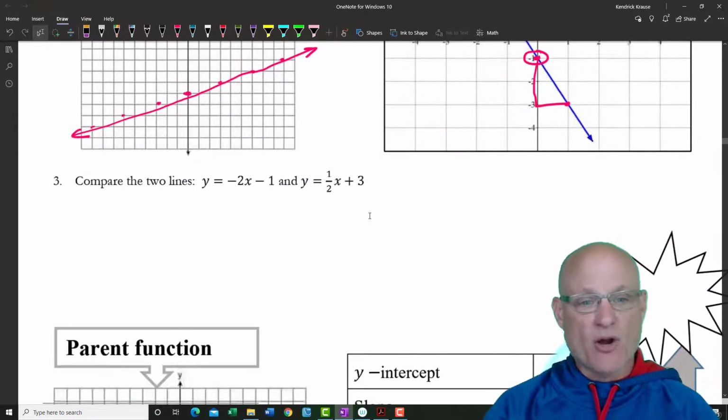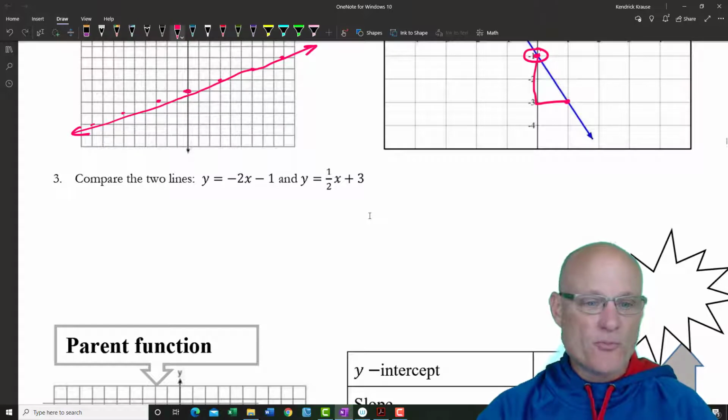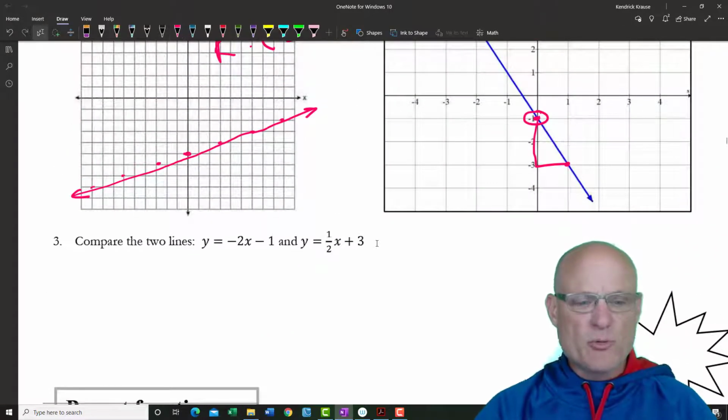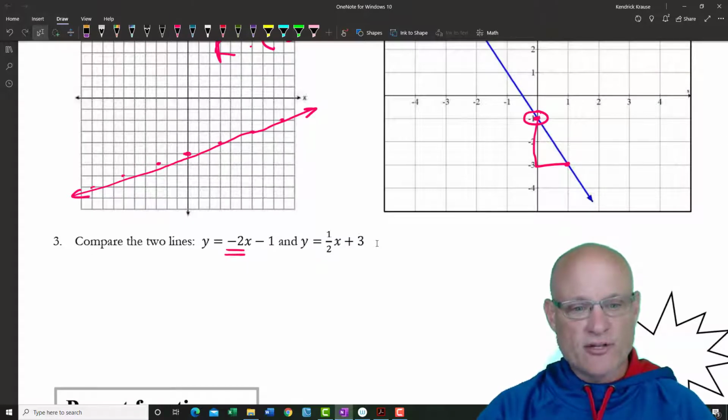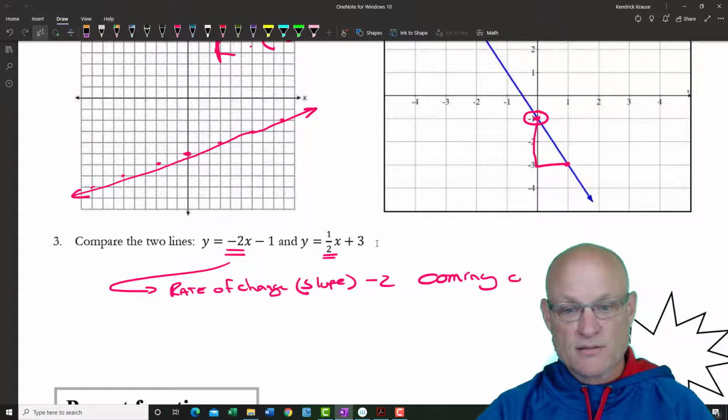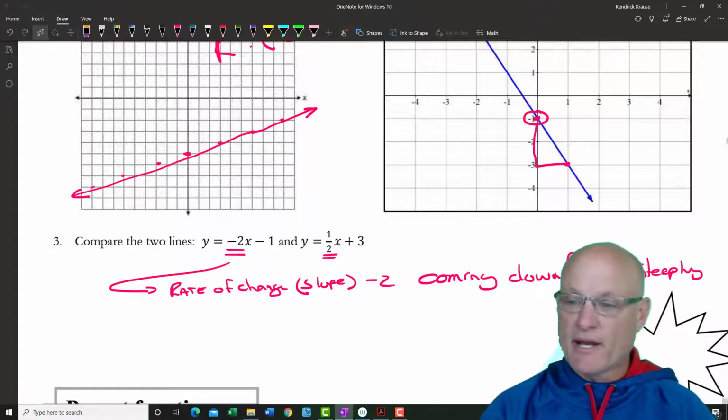Whatever. All right, so I want to compare these two lines. We're going to talk about the parent function of a linear function in a second, and then we're going to talk about the transformations of it in just a few minutes. But usually when you compare a line, you compare rates of change. For example, this one has a rate of change or slope. Again, you're going to use that word rate of change a lot, which is really just slope, of -2. In other words, it's coming down fairly steeply, right? Steeply is a new word in the mathematical world.